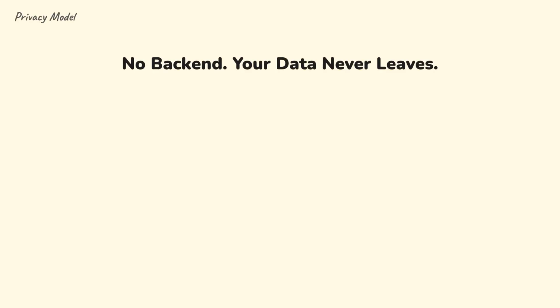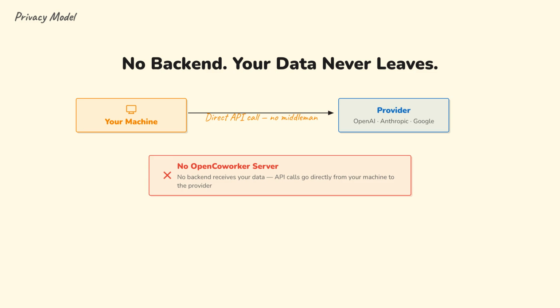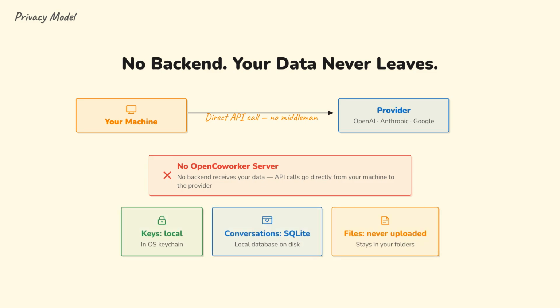This is the part that matters for a lot of teams. OpenCoworker has no backend. There is no OpenCoworker server. API calls go from your machine directly to the provider you configured. Your conversations live in a local SQLite database. Your files are never uploaded anywhere. You bring your own key, the key goes to the provider, and that's the only hop your data makes.